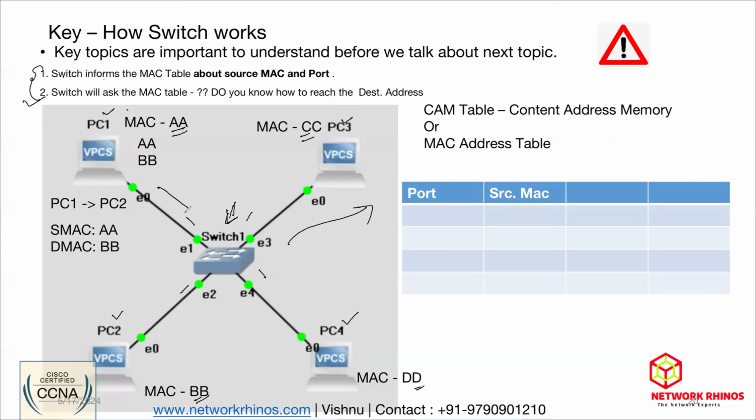Once I receive a packet, officially we call it a frame. When I receive a frame on the port, the switch immediately will go and inform the MAC address table about the source MAC and the port. Then the switch will ask the MAC table, do you know how to reach the destination address? Let's see. Imagine that PC1 wants to communicate to PC2. When PC1 sends traffic to PC2, what will be the source MAC address?